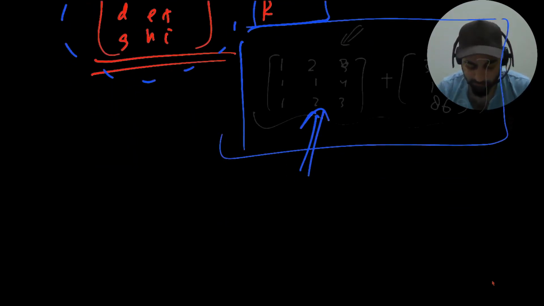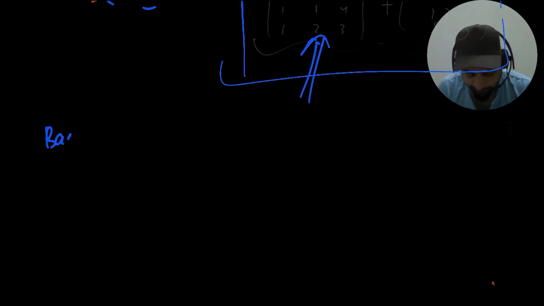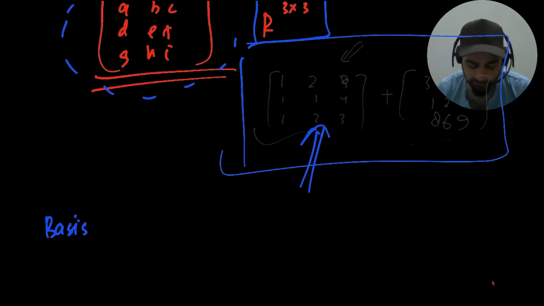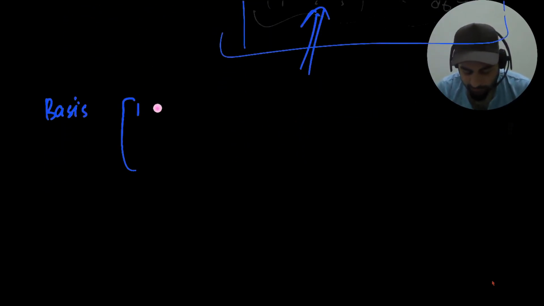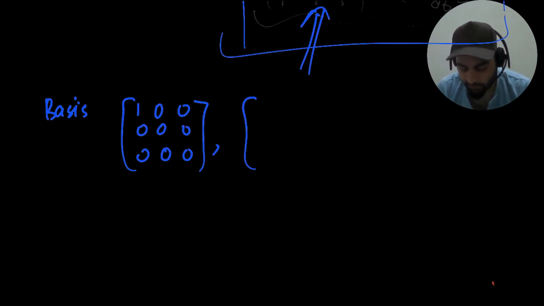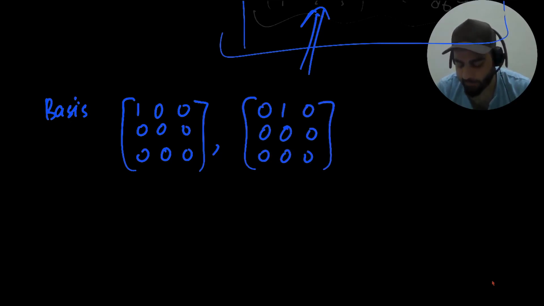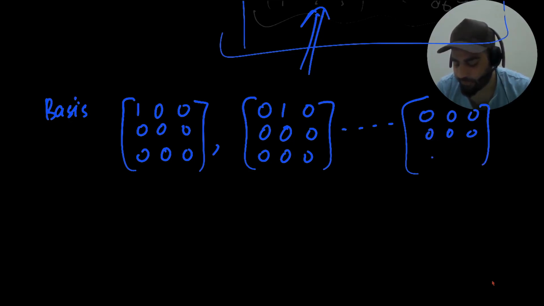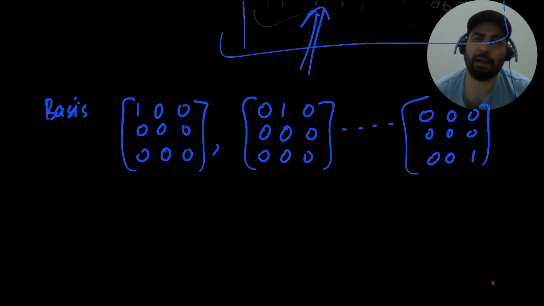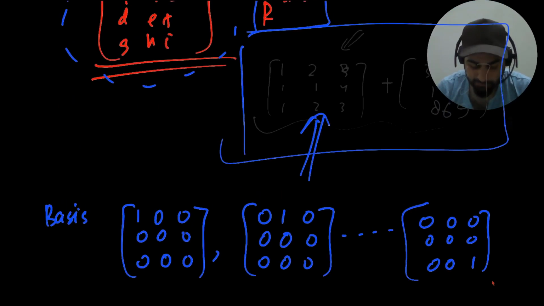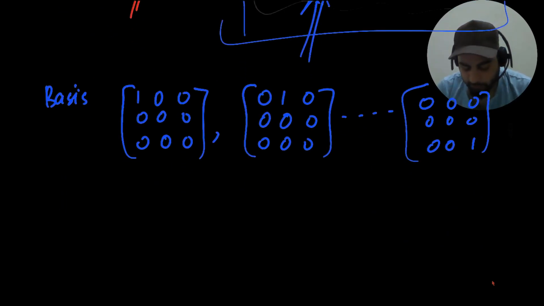What will be the basis for this? As you have 9 entries, the basis will be like this: 1 0 0 0 0 0 0 0 0, comma, then we'll put 1 at the second entry and everything else will be 0, and there will be 9 elements in the basis. What's the meaning of basis? Basically, we want to get every possible vector in the vector space. As we have this vector space of 3 cross 3 matrices, you can take any linear combination.